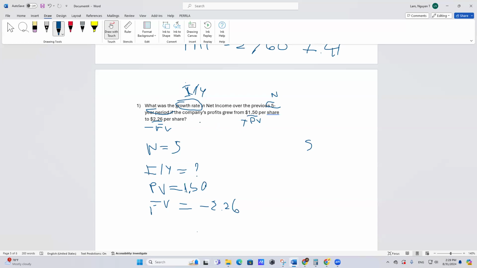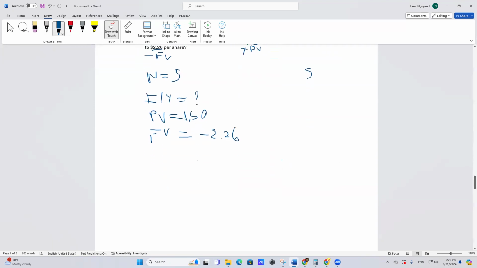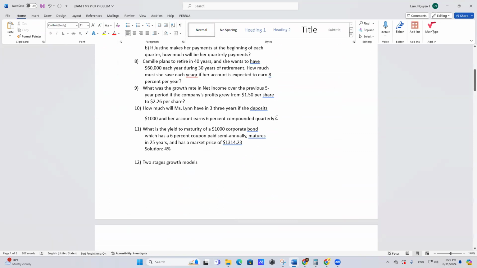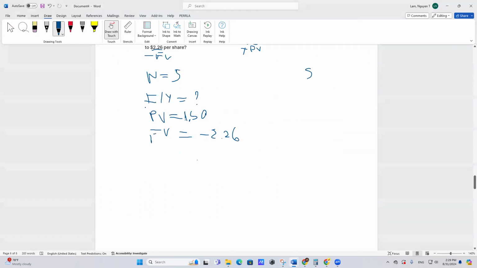Sometimes you think that this is asking for the percentage change, right? But the keyword is growth rate right here. For the percentage change, they would say that it's the holding period return, something like that. I have a couple other problems I'll show you real quick down below. But let's go through this first. Okay.